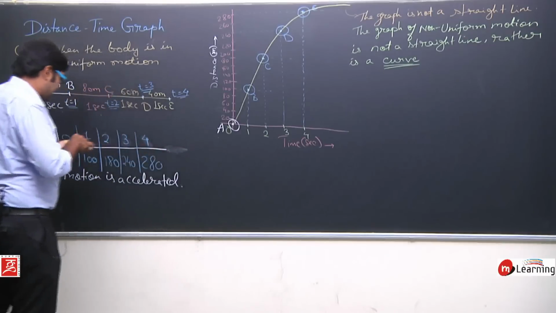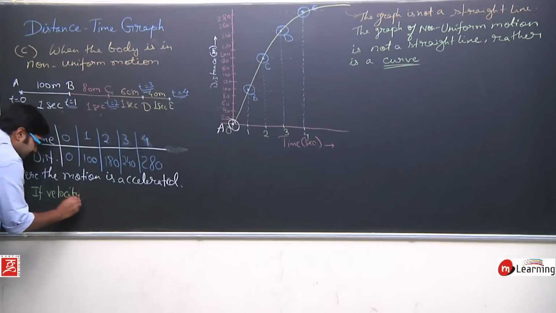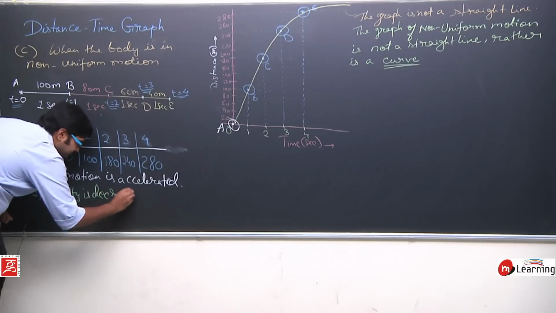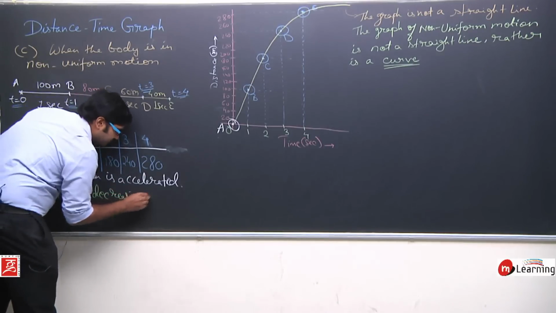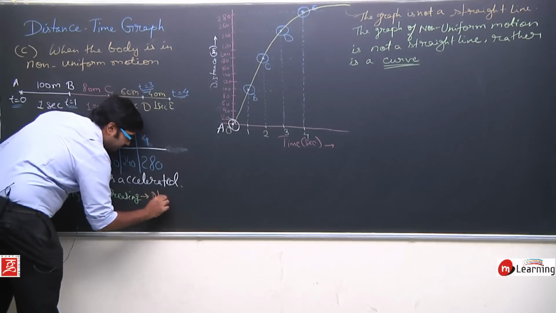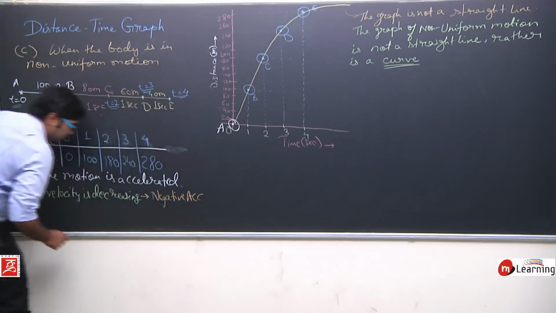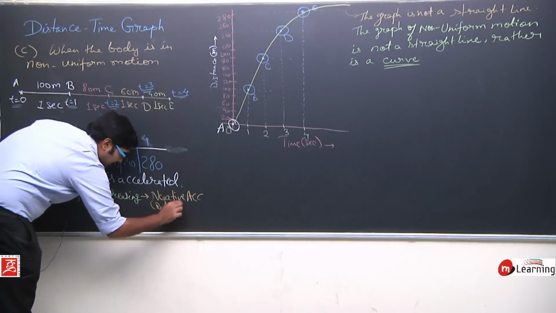So for that, let us write this condition. If velocity is decreasing, we call this acceleration negative acceleration, or in bracket I should write retardation.